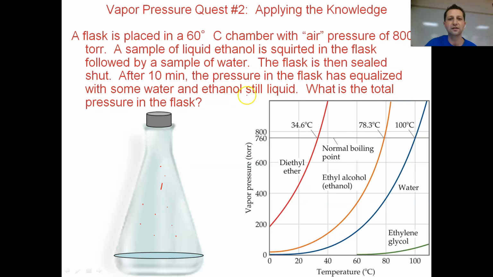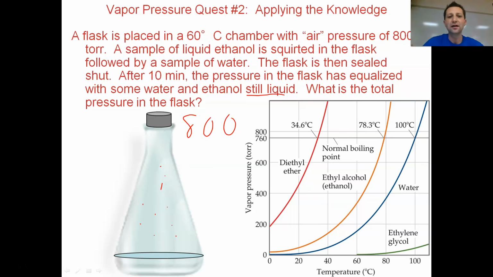Some water and ethanol is still liquid. All right, so down here we have water and ethanol in the liquid state. What's the total pressure in the flask? So we have to think back to gas laws a little bit for this one. So if we have a bunch of different gases in this flask, which we do, we have our air pressure of 800 torr.